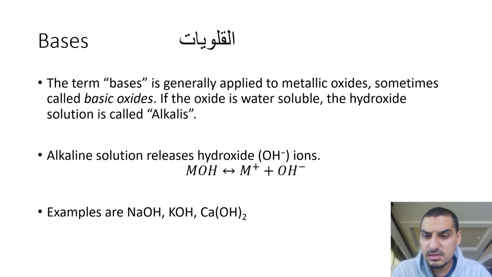The next is the base, and the base is generally applied to the metallic oxide. These metallic oxides, if they are soluble in water, form the alkalis, which are the hydroxides. So this is the alkali, and this is the M plus, which is the ion that is formed, and it produces the OH ions in water. So acids produce hydronium ions, and alkalis produce hydroxyl ions. Examples are sodium hydroxide and potassium hydroxide. Any hydroxide is an alkali.